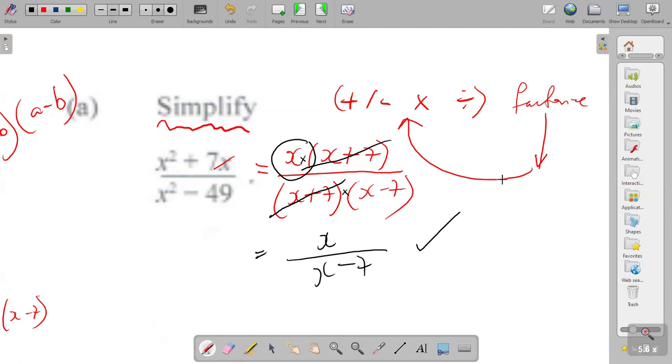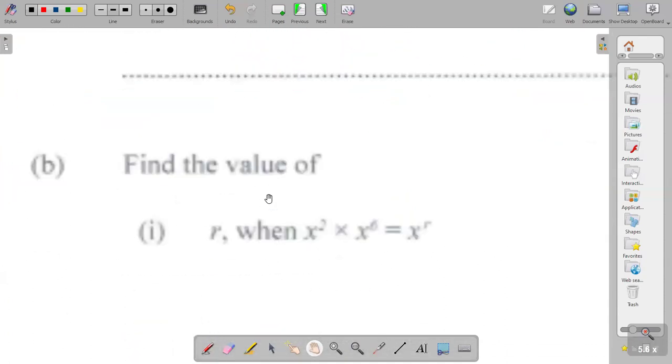So in your book, if you realize factorization is a weakness, write it down. We have several videos on factorization you could watch. All right, let's move along.